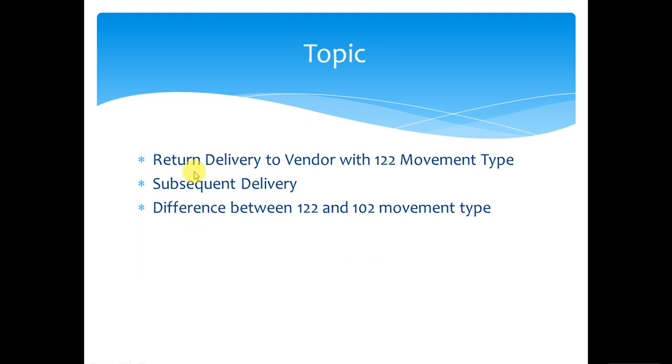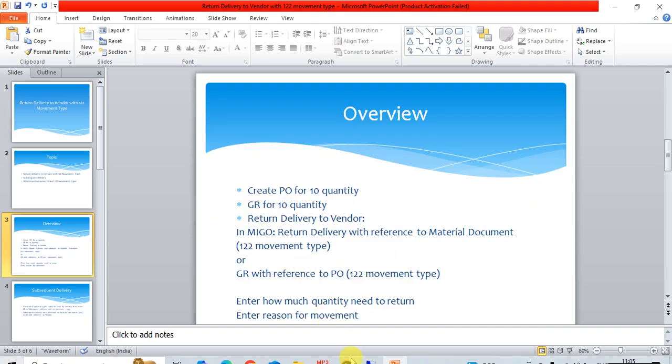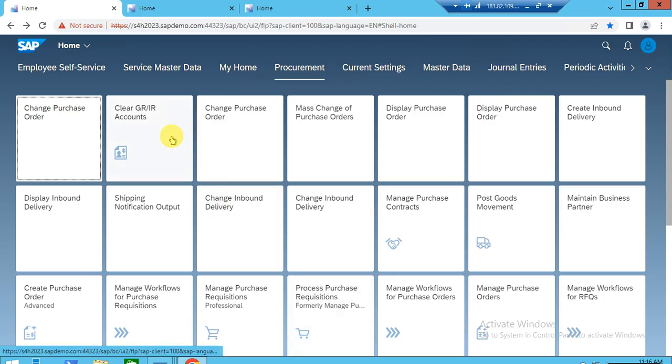So to check the return delivery to vendor scenario, we'll perform this scenario in the system. For this, we'll go to Fiori and first create a purchase order. To create the purchase order, we will use the Create Purchase Order Advanced application.